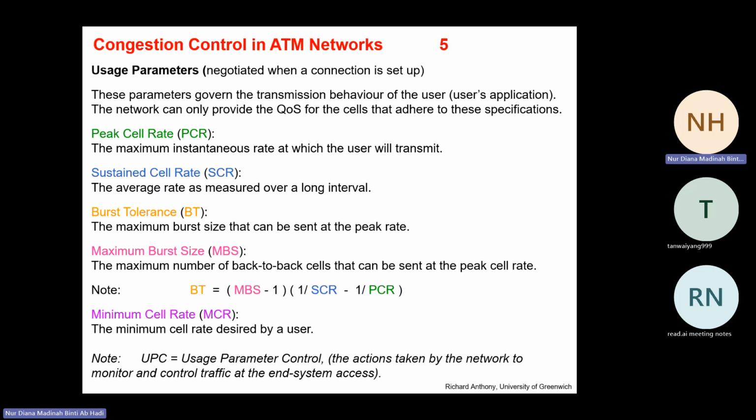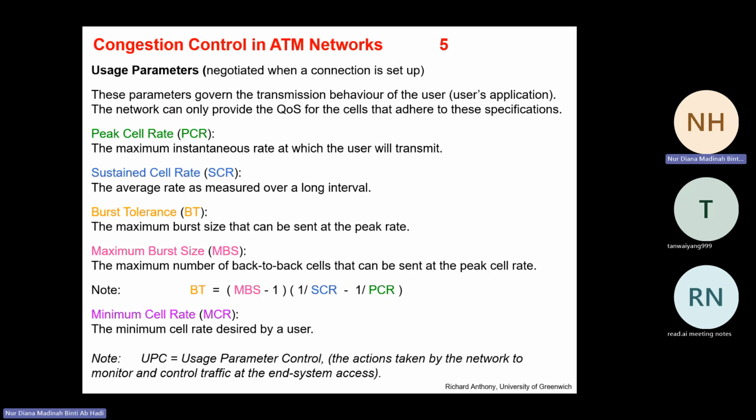PCR is the maximum instantaneous rate at which the user will transmit. This one is the peak. And then sustained cell rate, SCR, is the average rate measured over a long interval. Then we have burst tolerance, which relates to the maximum burst size that can be sent at your peak rate. The maximum burst size is the maximum number of back-to-back cells that can be sent at the peak cell rate. You need to know the calculation here: burst tolerance equals (MBS minus 1) times (1 over SCR minus 1 over PCR).